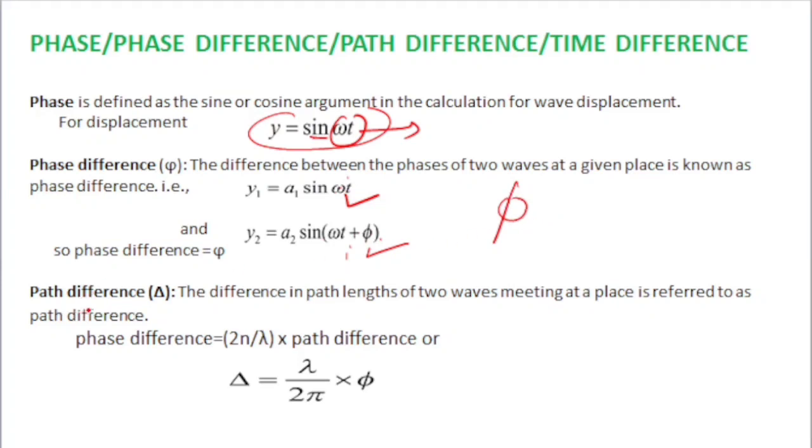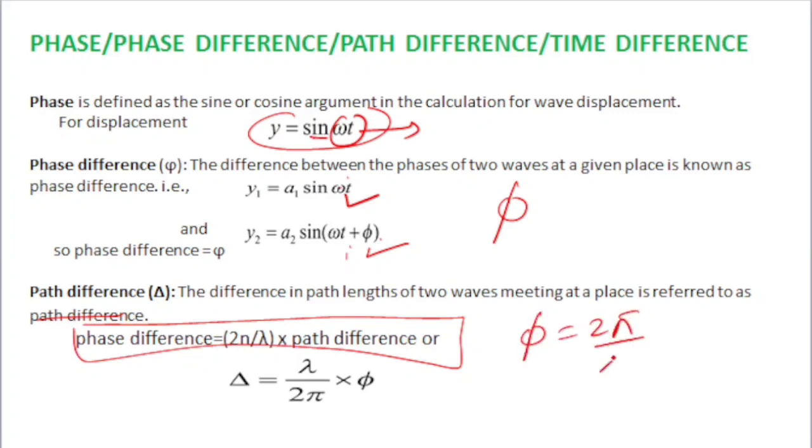And what is path difference? The difference in path length of two waves meeting at a place is referred to as path difference, and the relation between path difference and phase difference is this one. Phase difference phi is equal to 2 pi by lambda into path difference, or path difference is lambda by 2 pi into phase difference. You must remember these points.